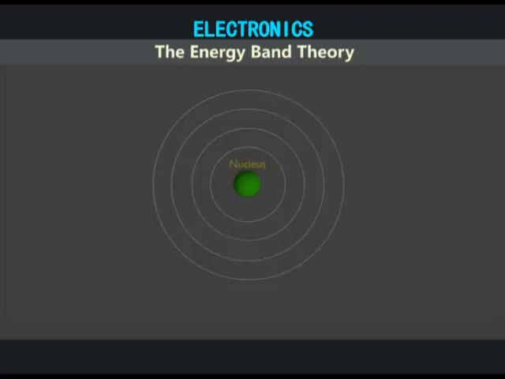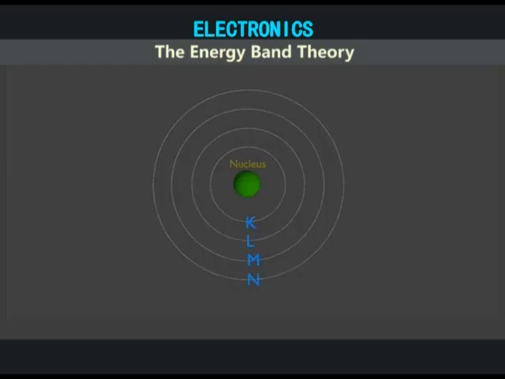The shells are identified by letters of the alphabet, beginning with K for the innermost, then L, and so forth. Each shell represents a certain energy level and has a maximum number of electrons it can hold.